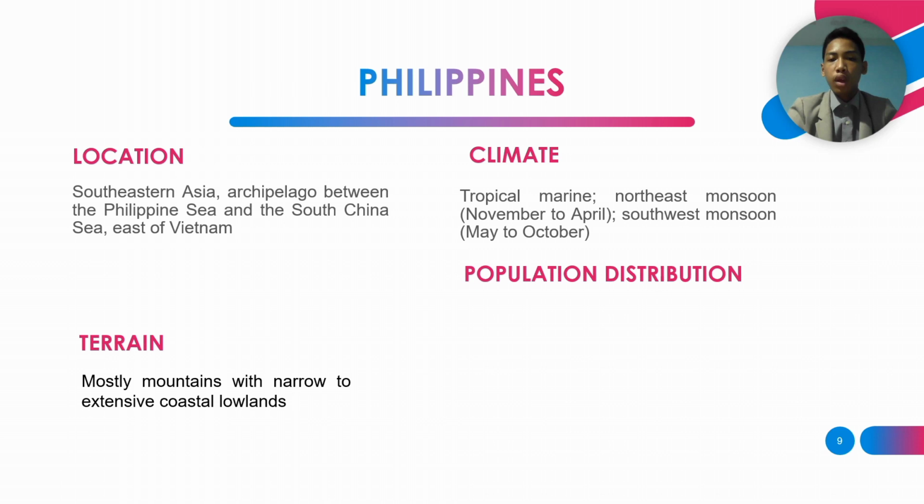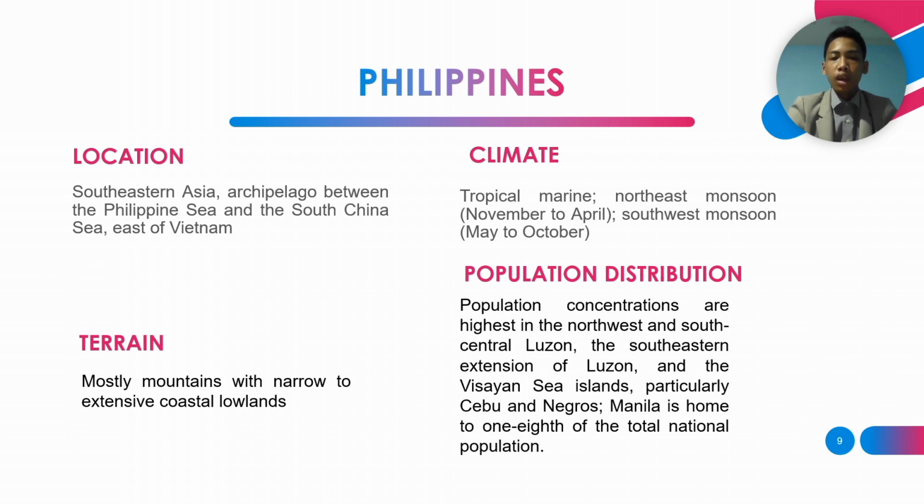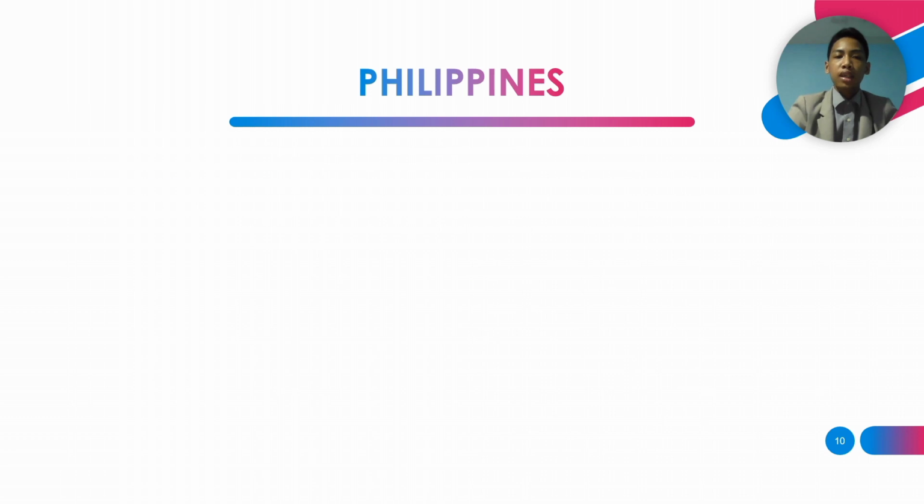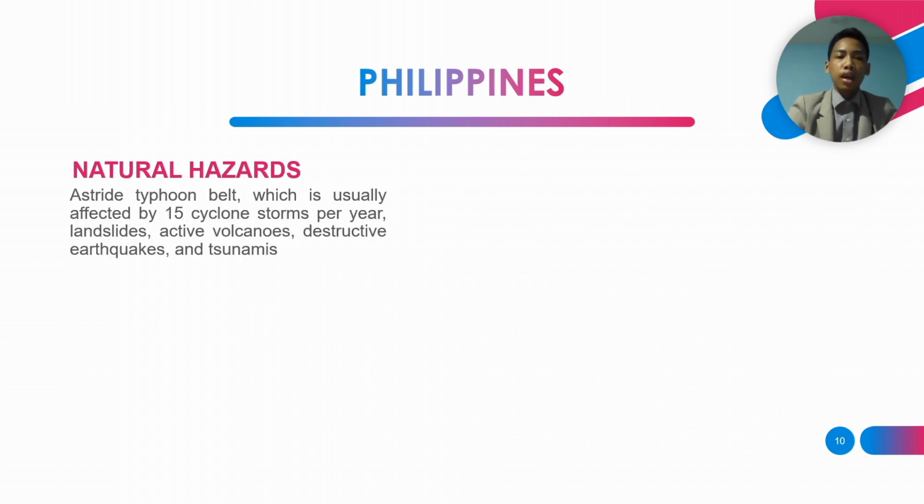Next is the population distribution. Population concentrations are highest in the northwest and south central zone, the southeastern extension of Luzon, and the Visayan Sea Islands, particularly Cebu and Negros. Manila is home to one-eighth of the total national population. Next is the natural hazards. Astride typhoon belt, which is usually affected by 15 cyclone storms per year, landslides, active volcanoes, destructive earthquakes, and tsunamis.